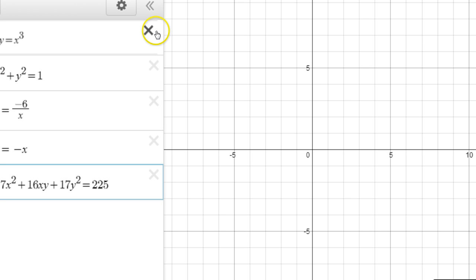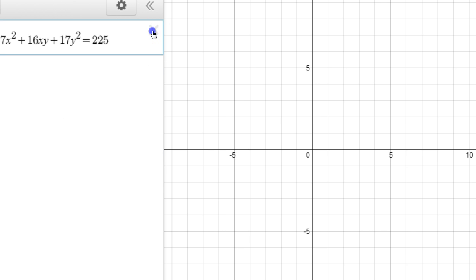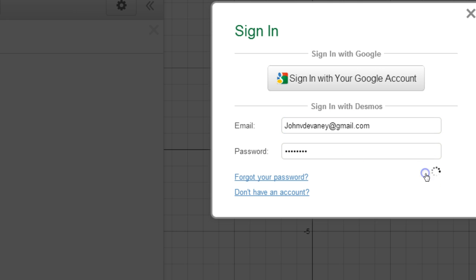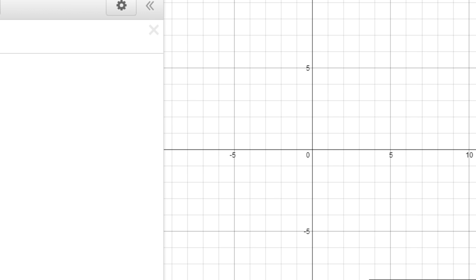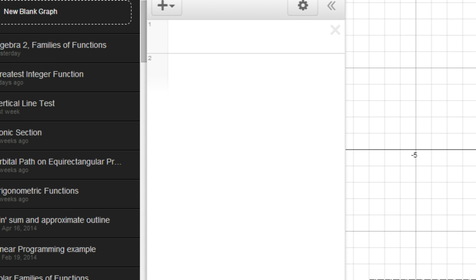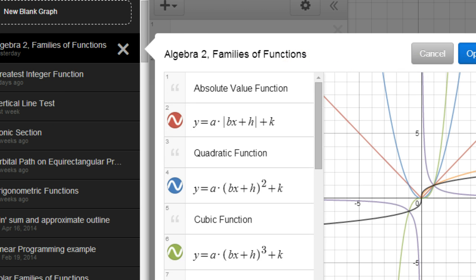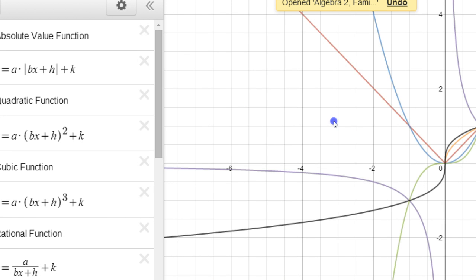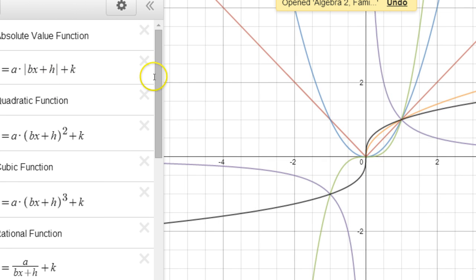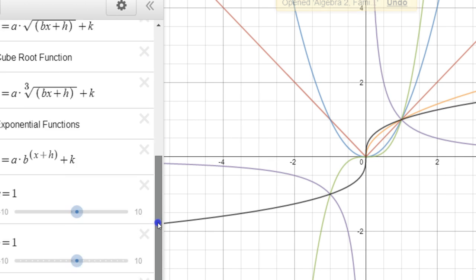So if I go back to my calculator and I get rid of all these, and let's go to families of functions. Opening up families of functions, you can see all your functions, and you can see that there's variables in all places.